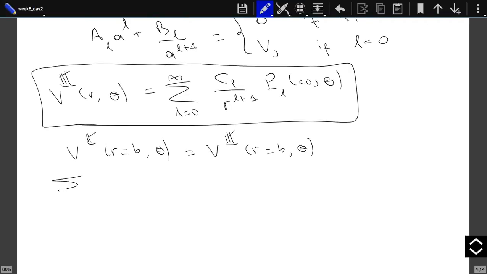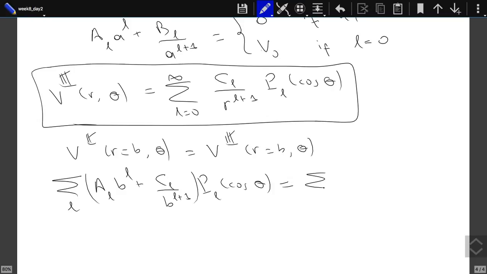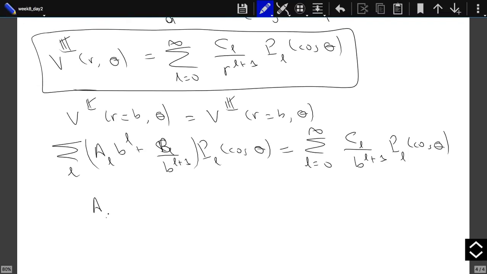So this gives me the sum over l, A_l b to the power l plus B_l divided by b to the power l plus 1, P_l of cosine theta. This should be equal to, from l 0 to infinity, C_l divided by b to the power l plus 1, P_l of cosine theta. Well, since the P_l are what we call orthogonal functions, you can just think of them as some orthogonal unit vectors. So if these two sides are equal, the coefficients of the P_l on both sides should be equal. So that tells me that A_l b to the power l plus B_l divided by b to the power l plus 1 should be equal to C_l divided by b to the power l plus 1.